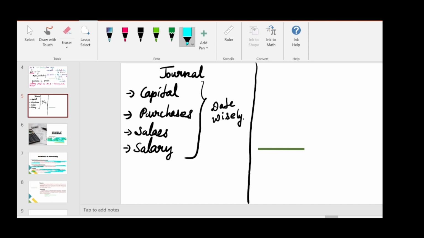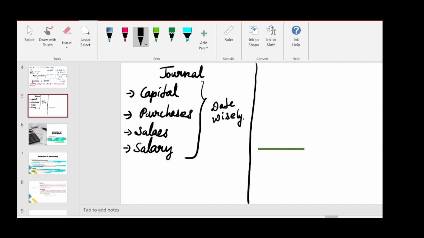Now I have recorded all the transactions in a book called journal. Will that make it easy for me to arrive at any conclusion? Will that be the end point of accounting? The answer is no, because in this step we cannot find out what is our profit or what is our loss. All the transactions are in one place, written in a date-wise manner.